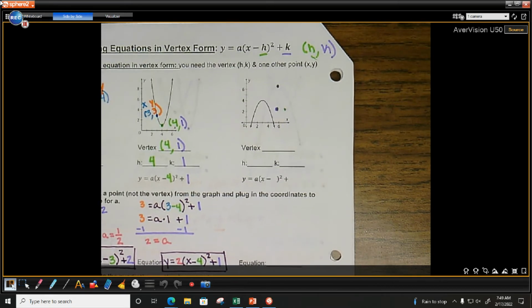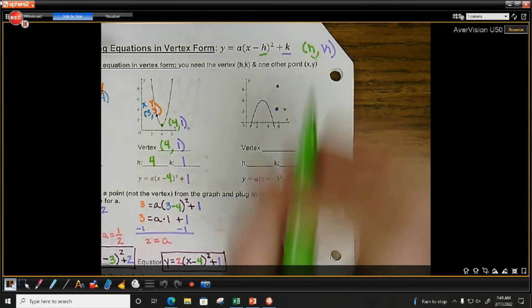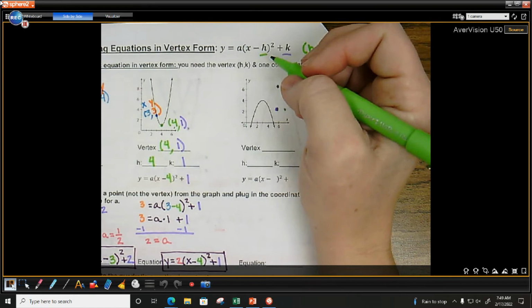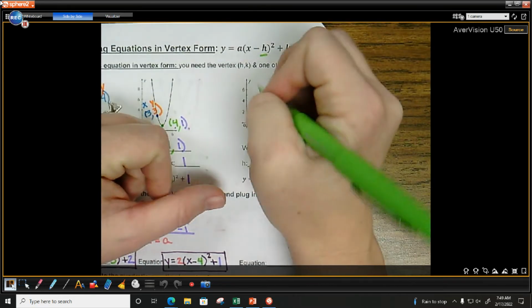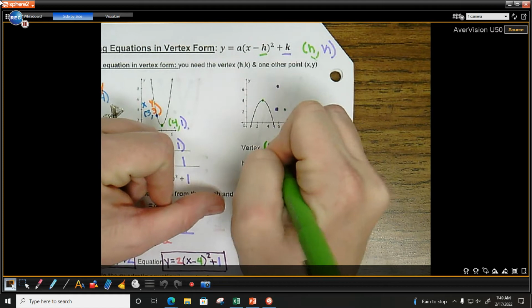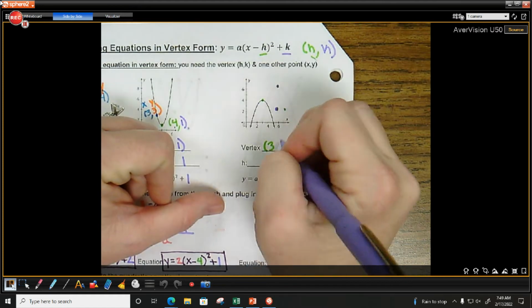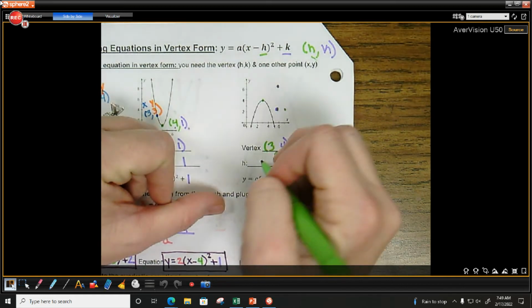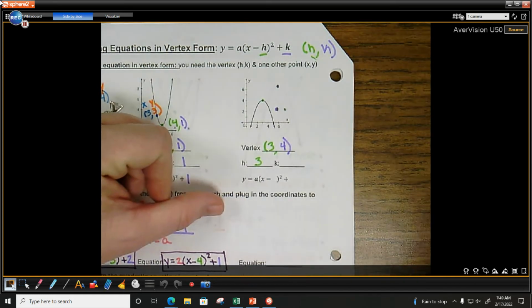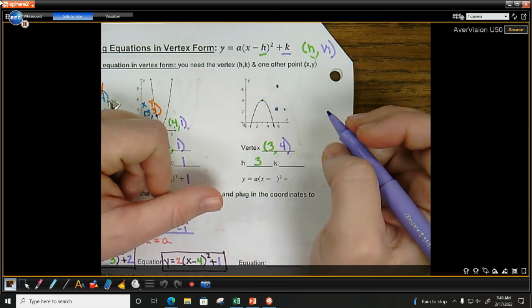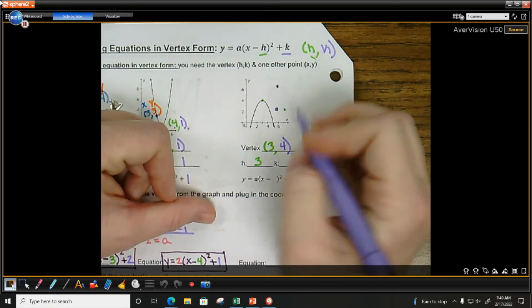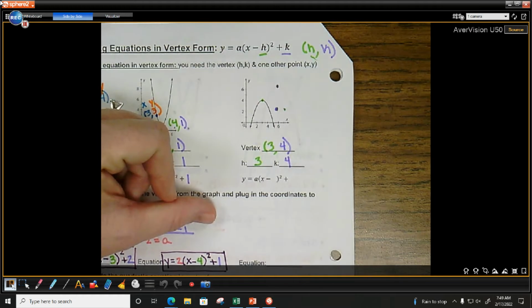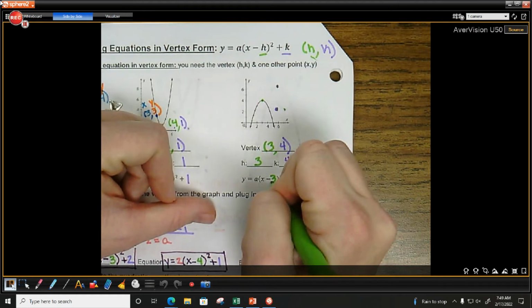What is the vertex at, Ben? 3, 4. Say it. 3, 4. Yes. 3, 4. So what is my h, Bailey? What is my k, Igor? 4. So y equals a times x minus 3 squared plus 4.